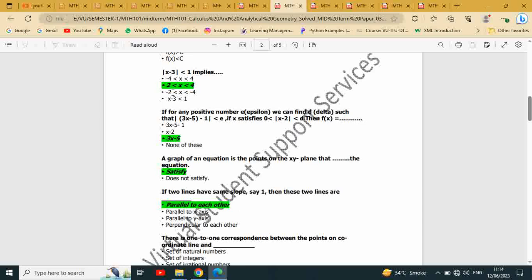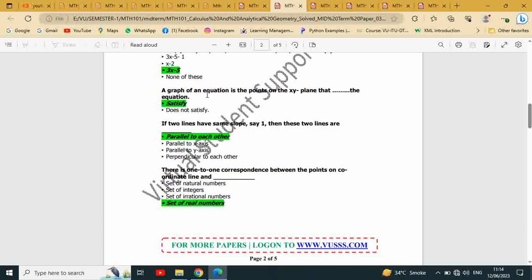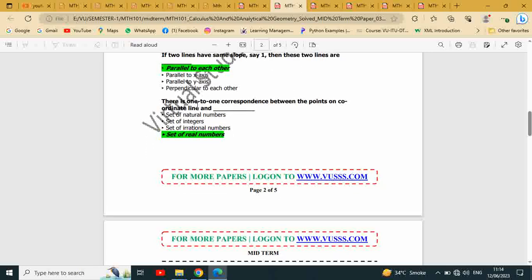|x-3| less than 1 implies 2 less than x less than 4. This is the answer. If for any positive number epsilon, we can find delta such that |3x - 5 - 1| less than epsilon, if x satisfies 0 less than |x - 2| less than delta, then f(x) = 3x - 5. A graph of an equation is the set of points on the xy plane that satisfies the equation. If two lines have the same slope, say 1, then these lines are parallel to each other. There is a one-to-one correspondence between the points on a coordinate line and the set of real numbers.